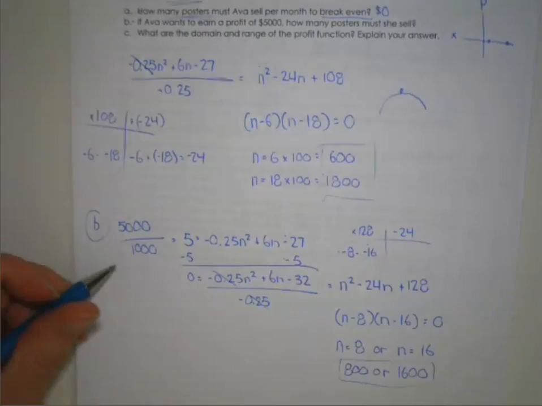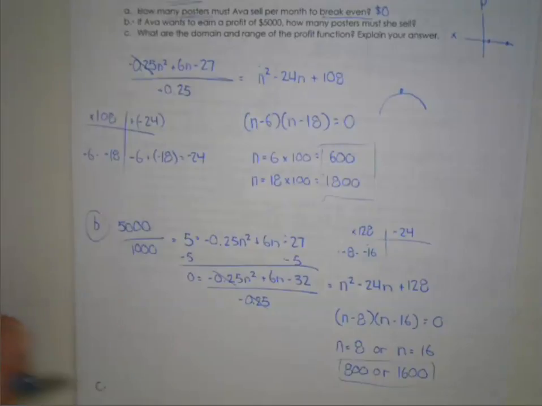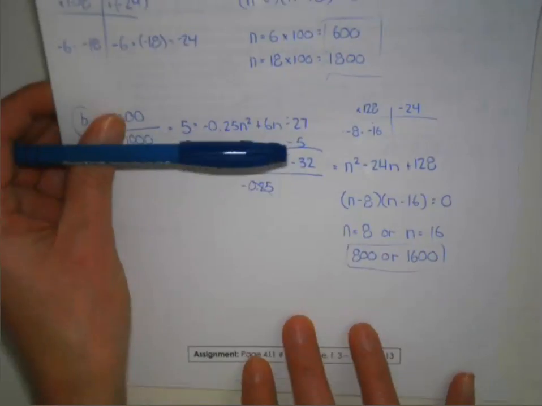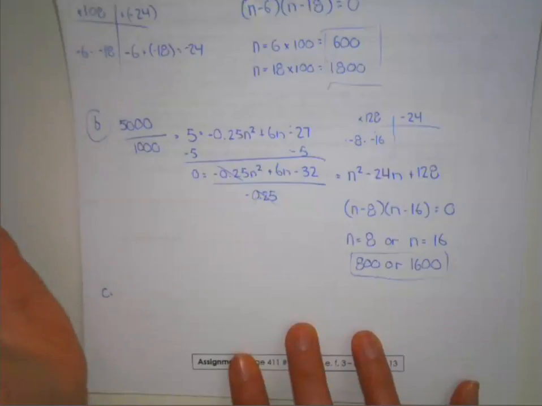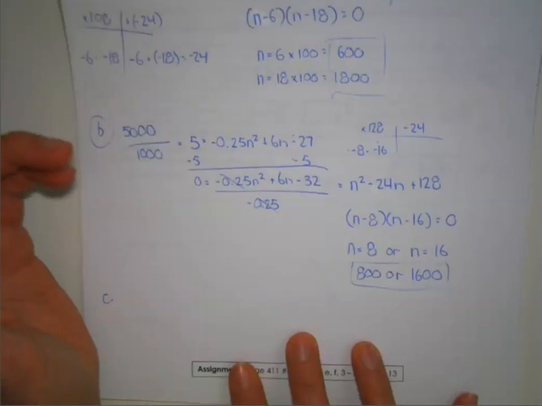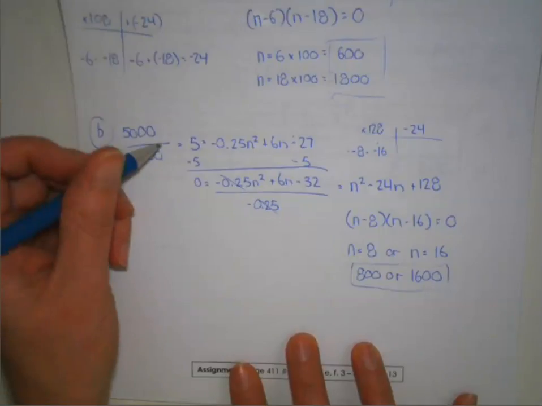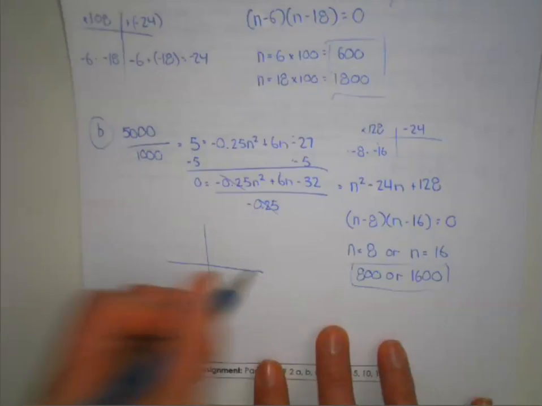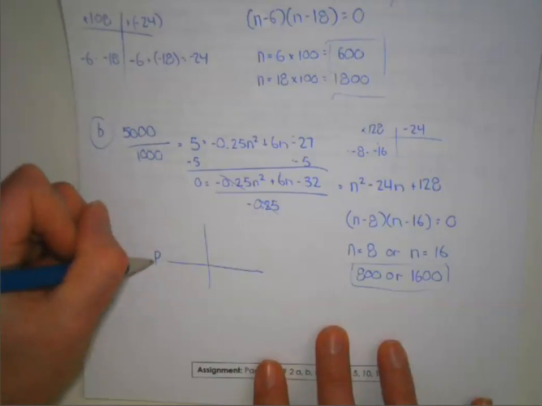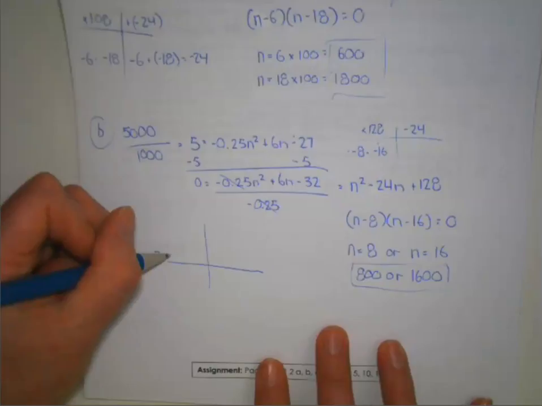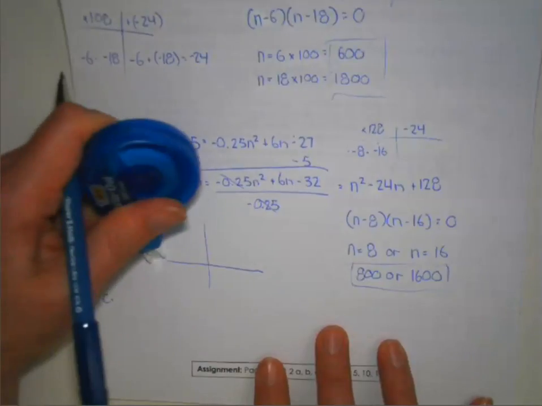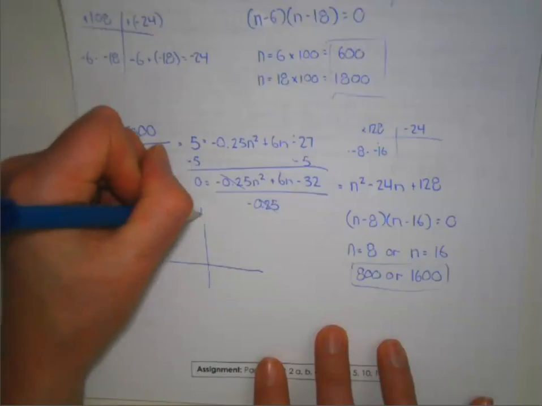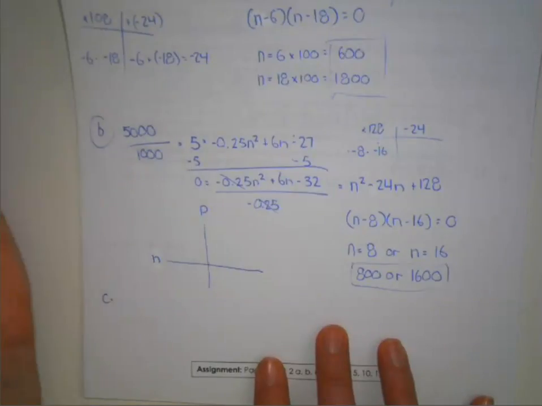Okay. So the last one is to state the domain and range. With this one, we are always considering the reality of the situation, right? So I'll sketch that graph out again. So if we have our profit, oh shoot, that's not profit. N is on our x-axis. So if we have our numbers of posters sold and our profit, we want to think about what is realistic.